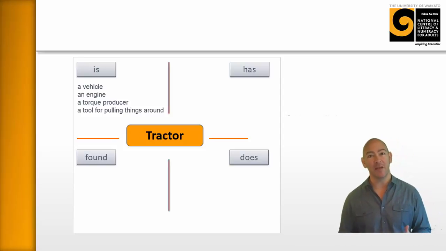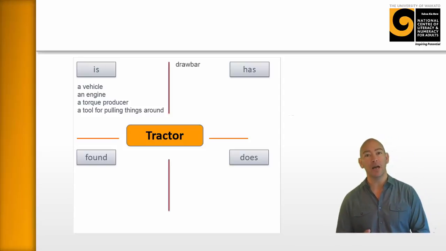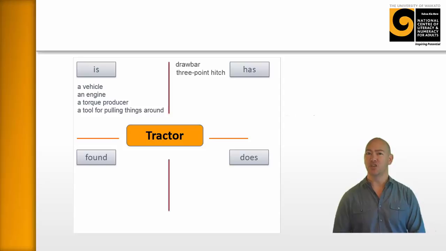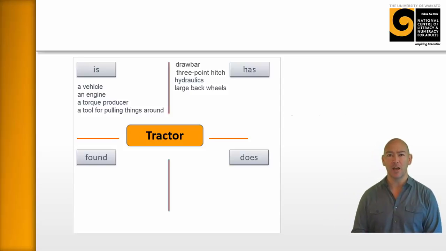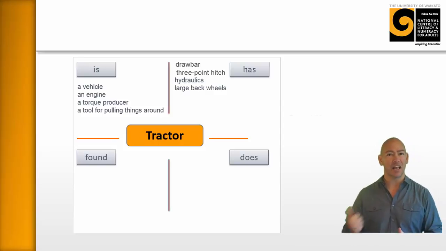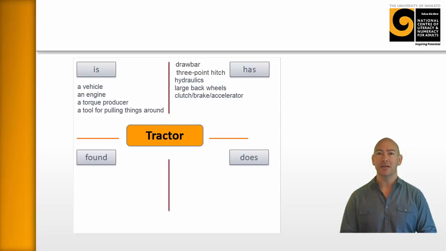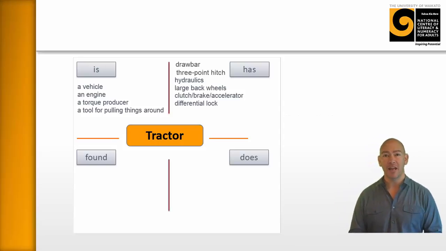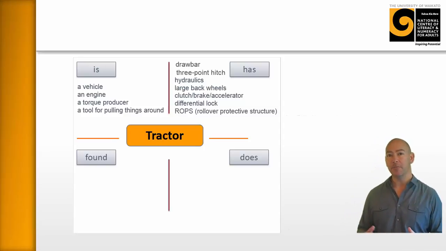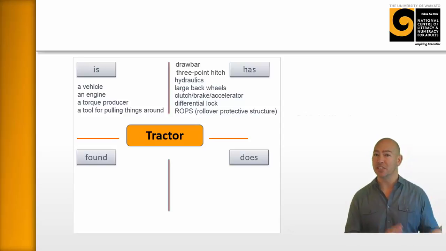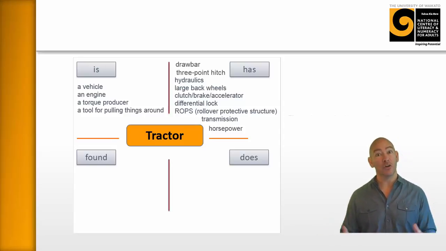The learners were then asked to generate some ideas around what a tractor has, and these were some of the words that they came up with. A tractor has a drawbar, a 3-point hitch, hydraulics, large back wheels, sometimes large front wheels as well. It has a clutch, brake, accelerator. It has a differential lock. It has ROPS, that is in terms of a roll cage to protect people. And it has transmission and horsepower.